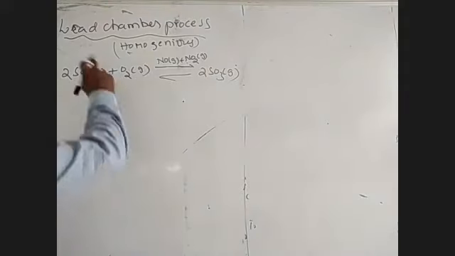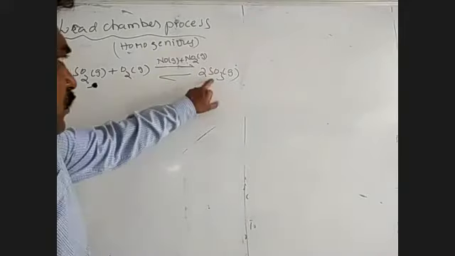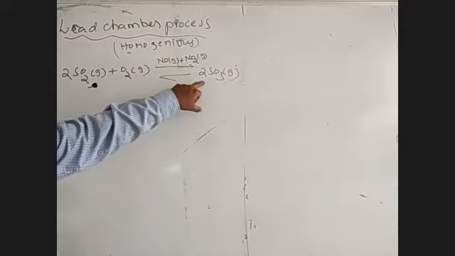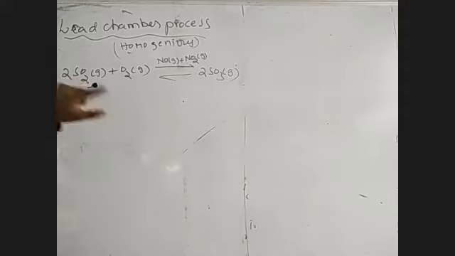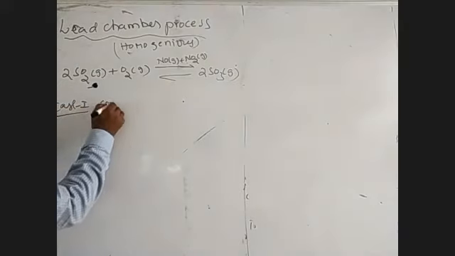In the lead chamber process, we obtain 80% pure product, with SO3 associated with some oxides of nitrogen. Therefore, in this process, it is produced in impure form. But in the Contact process, 100% SO3 is produced. So between the lead chamber process and the Contact process, which one is the best method? The Contact process is the best method compared to the lead chamber process.